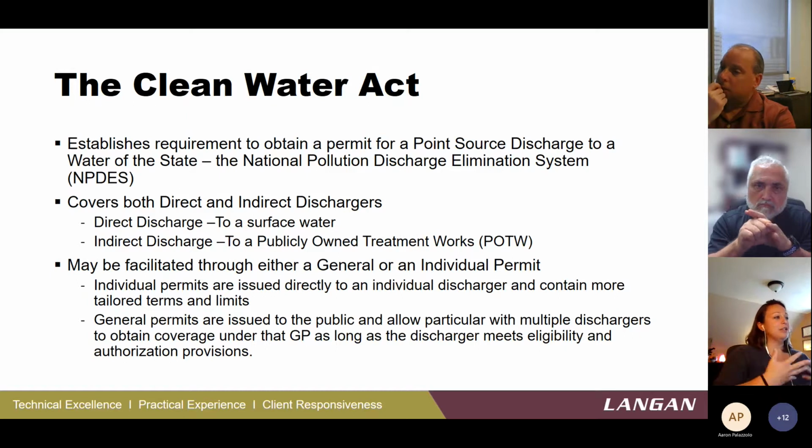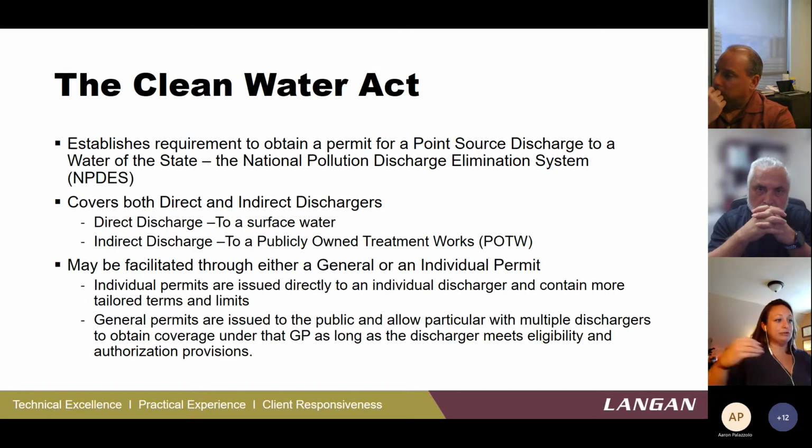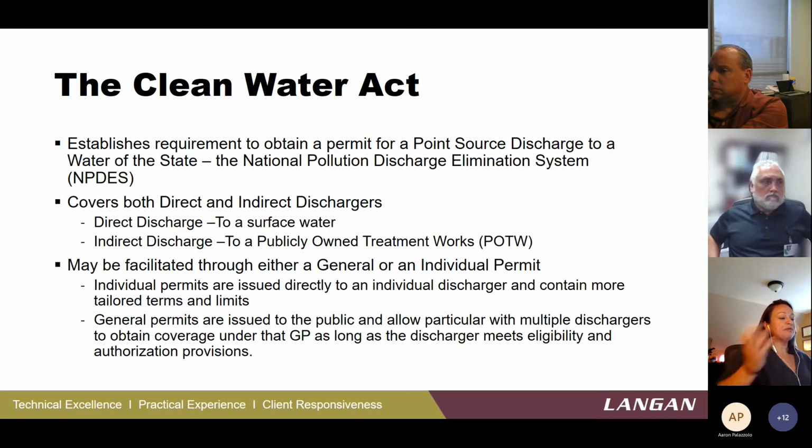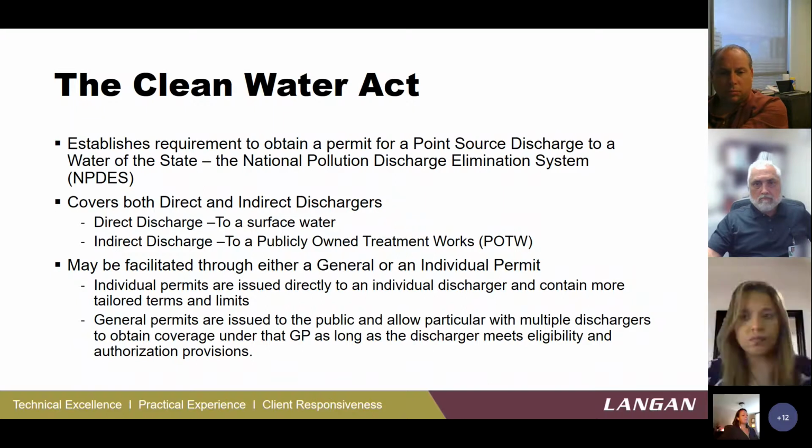That said, there are a lot of terms in the general permit because it's meant to apply to the widest variety of users possible. So there could be things in that permit that may not apply to you, which is fine. In some cases, there are requirements to sample for things that maybe you just don't have. So there are pros and cons to both processes, and we'll touch on that as we go through the process.